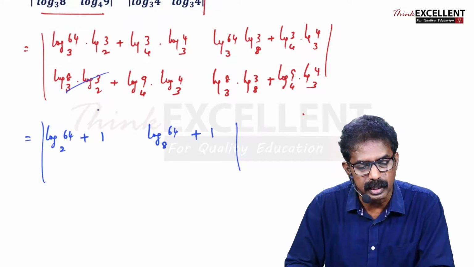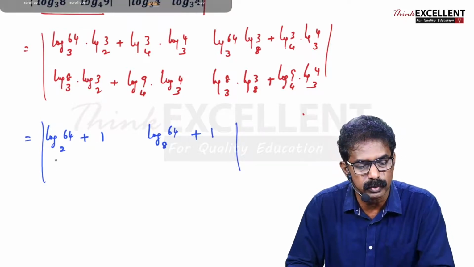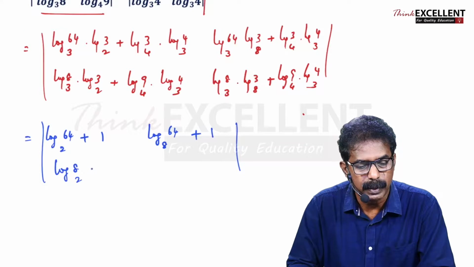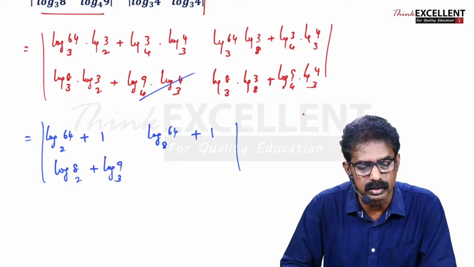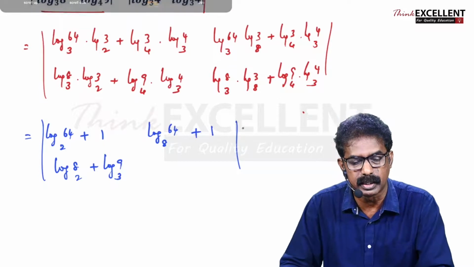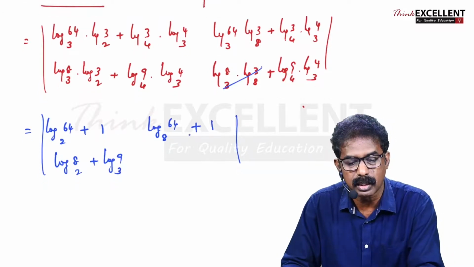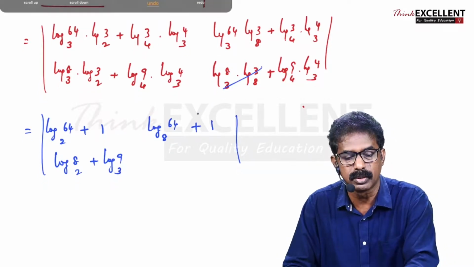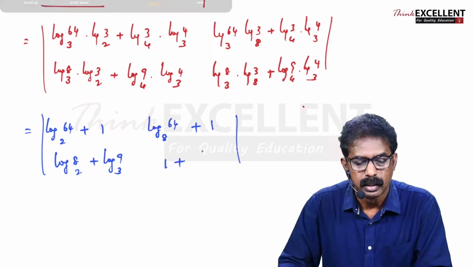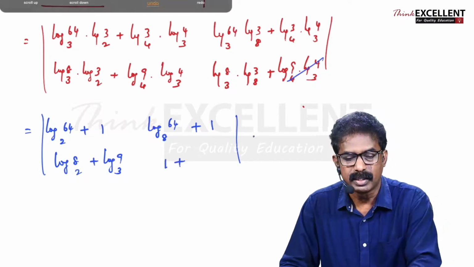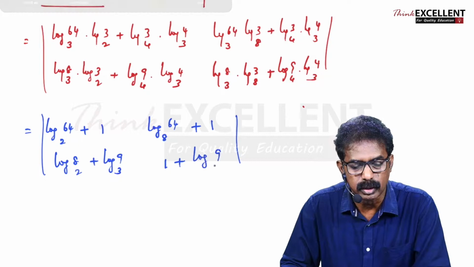Come here, 3, 3. Leave it. So log 8 to the base 2, plus log 9 to the base 3. Hope you understood this. 4, 4 equal: log 9 to the base 3. Here 3, 3, and here 8, 8. Both are same, no? So you write 1. 4, 4, so leave it. So log 9 to the base 3.